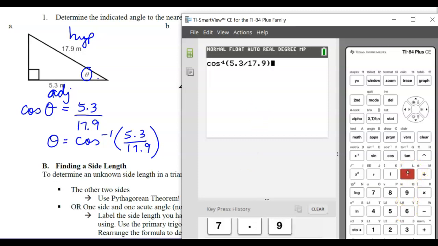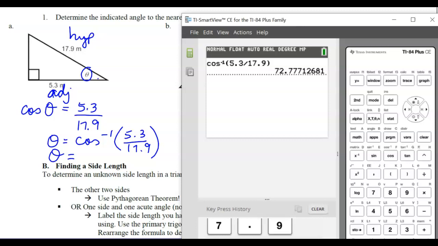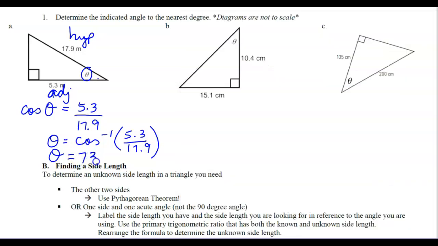Never, ever, ever get the decimal form of that fraction, unless it's a terminating decimal, because then you're changing the value. Okay? You just do that. You do not need to find the value of that ratio. And so now, if it says to the nearest degree, that would be 73 degrees. Okay. Don't forget the degree symbol.